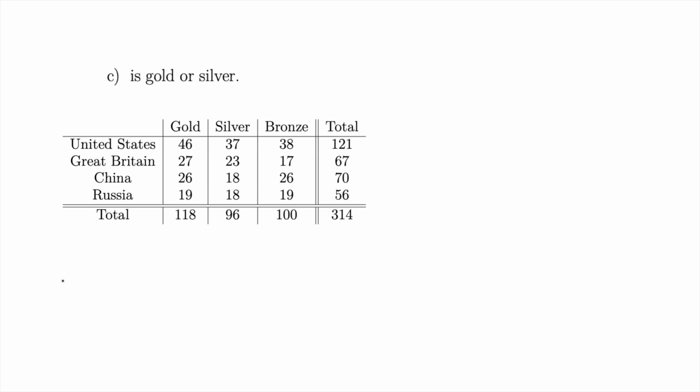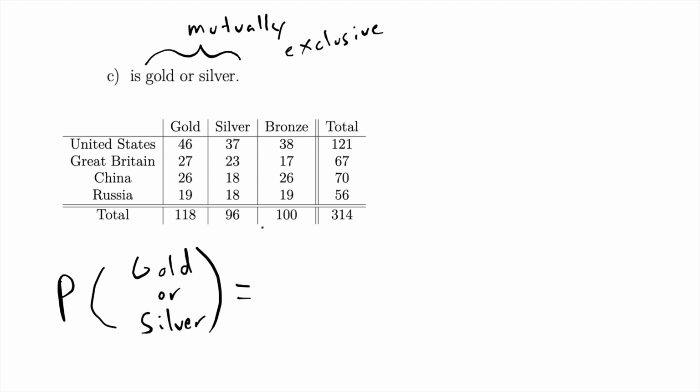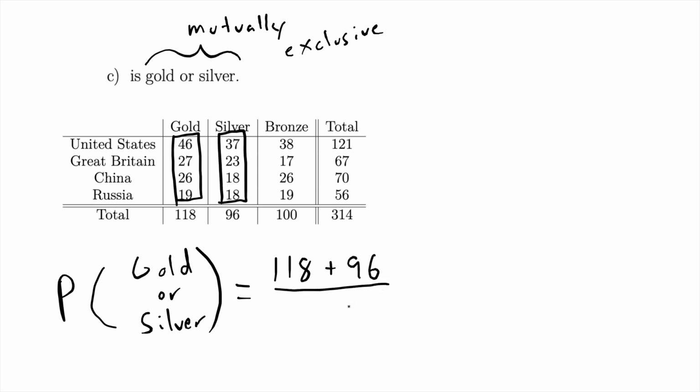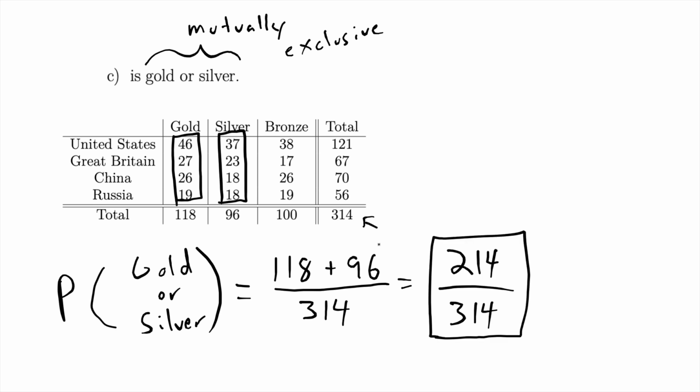So now we want the probability that it's gold or silver. There's no danger of counting twice here. We can take the number of gold medals and add the number of silver medals. And we didn't count anything twice, so we don't have to subtract anything. This is still out of the grand total of 314 medals. You get 214 out of 314.